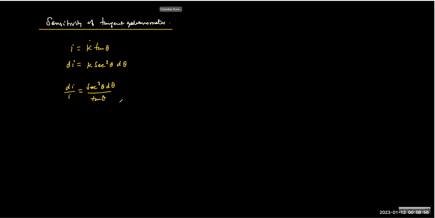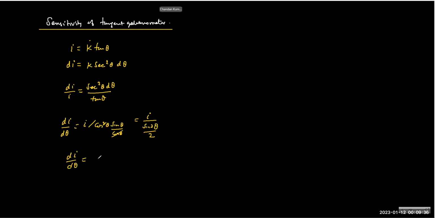Now this will get rid of k, sorry, this theta. So sec square theta by tan theta is how much? Sec is 1 by cos, right? So it is 1 upon sin theta cos theta, so it is I upon sin 2 theta by 2, right? So di by d theta is how much?